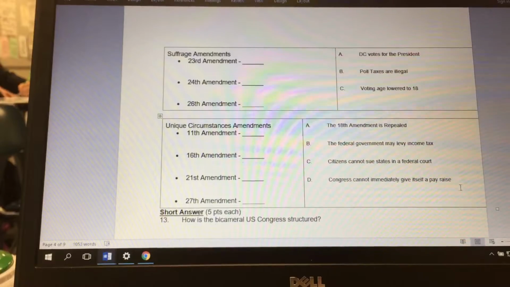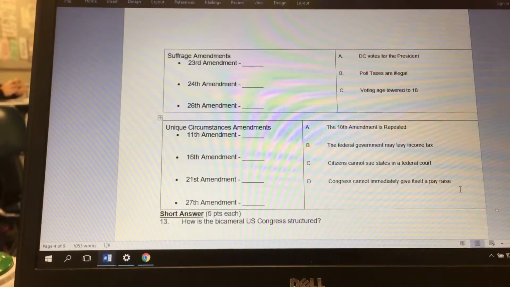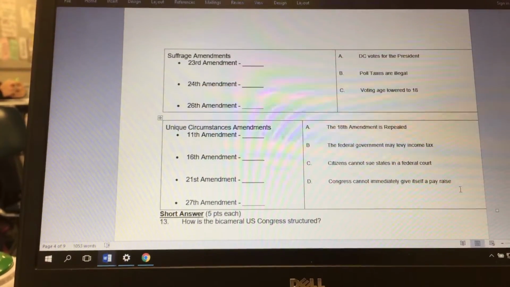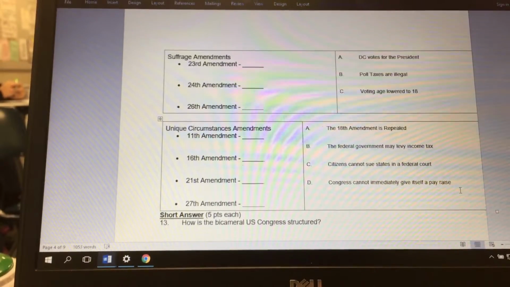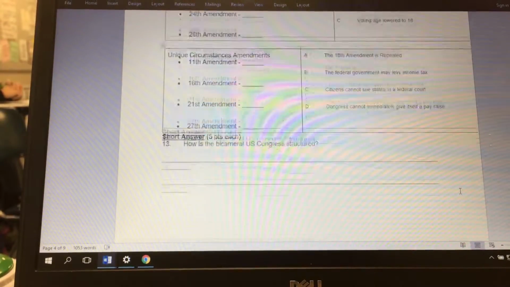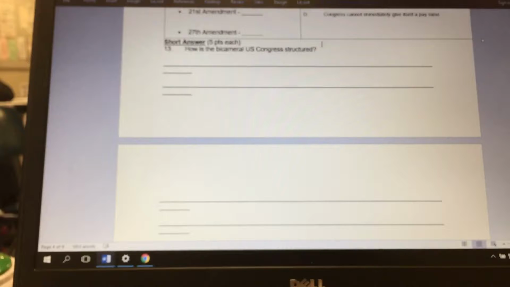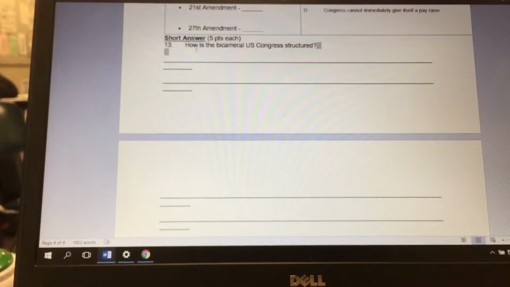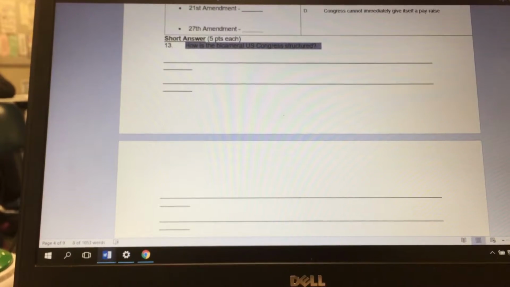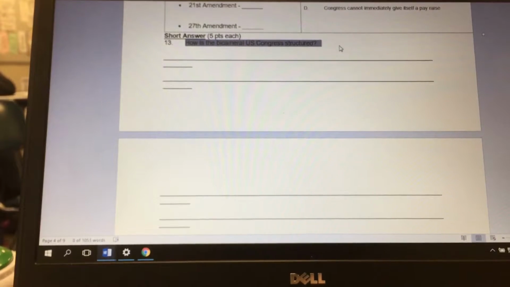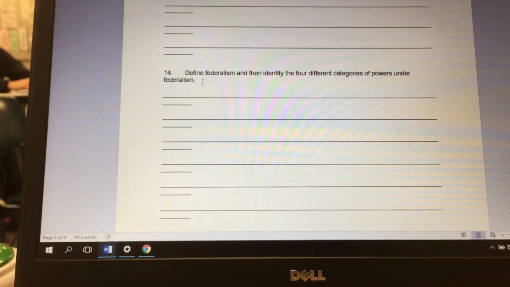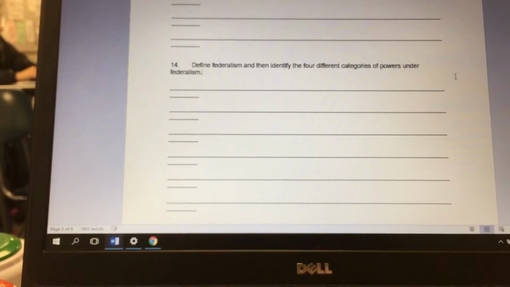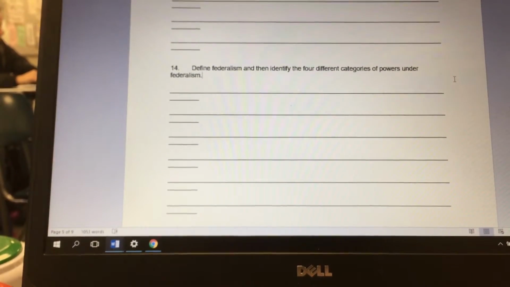The federal government may levy income tax. Citizens cannot sue states in a federal court. Congress cannot immediately give itself a pay raise. How is the bicameral U.S. Congress structured? Define federalism and then identify the 4 different categories of powers under federalism.